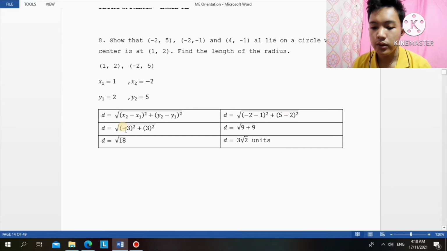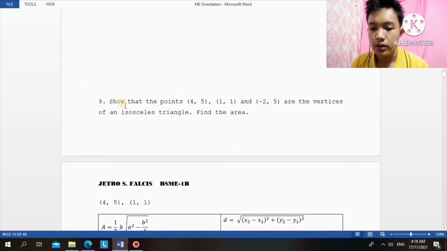So -3 raised to 2 is equal to 9. Then 3 raised to 2 is equal to 9. So 9 plus 9 will become 18. So our distance equals the square root of 18, or 3 square root of 2 units. So our radius equals 3 square root of 2 units.